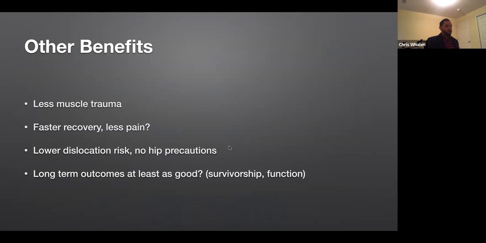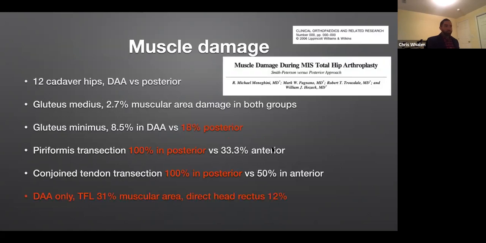Jeremy touched on dislocation, and then we'll look at some of the long term. So Jeremy brought up this study. I'll just point out it was done at Mayo on six dead people. So not exactly the biggest numbers, but the difference is the posterior beat up the minimus a little more. Obviously, the piriformis and conjoint were transected in all of them. Piriformis was 33% in anterior, conjoint 50% in anterior. And then the DA beat up the TFL, which I think we know.